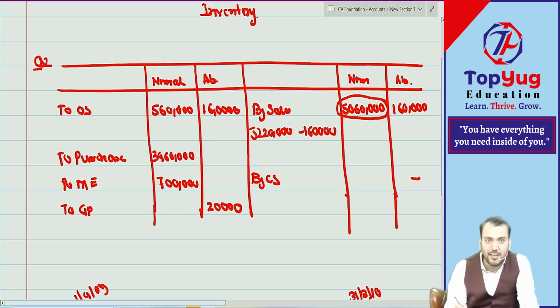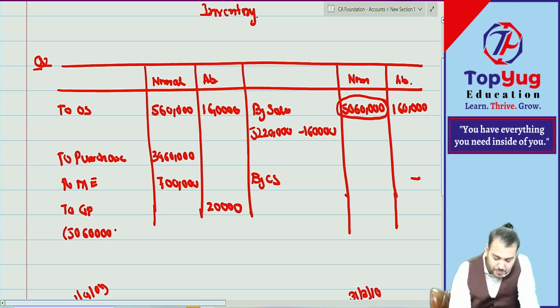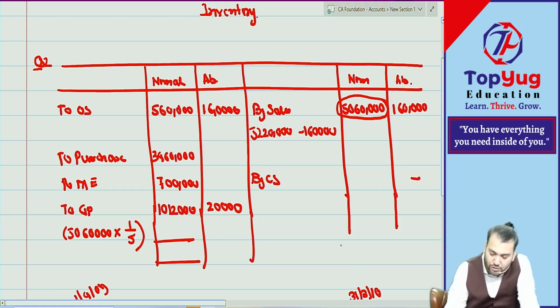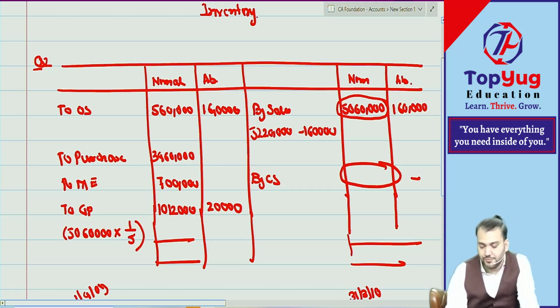So sale is given. Can you find out GP? Yes, we can find out GP. It becomes 50 lakh 60,000 into 1 by 5. This becomes GP. GP is 10 lakh 12,000. So can you find out the balancing figure as closing stock? So can you do this plus this plus this plus this minus this? How much closing stock is coming?